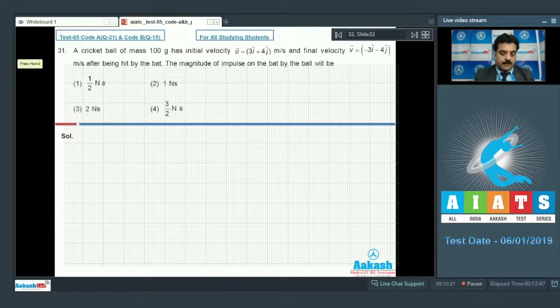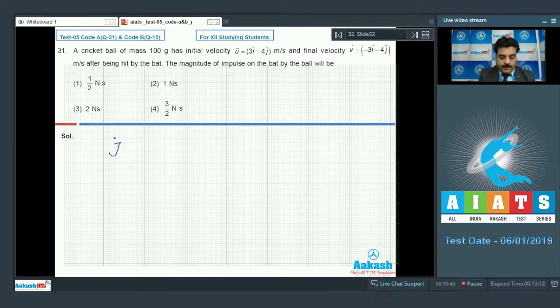In question number 31, a cricket ball of mass 100 gram has initial velocity 3i plus 4j cap and final velocity minus 3i minus 4j cap after being hit by the bat. The magnitude of impulse on the bat by the ball will be? So this is a formula based question.